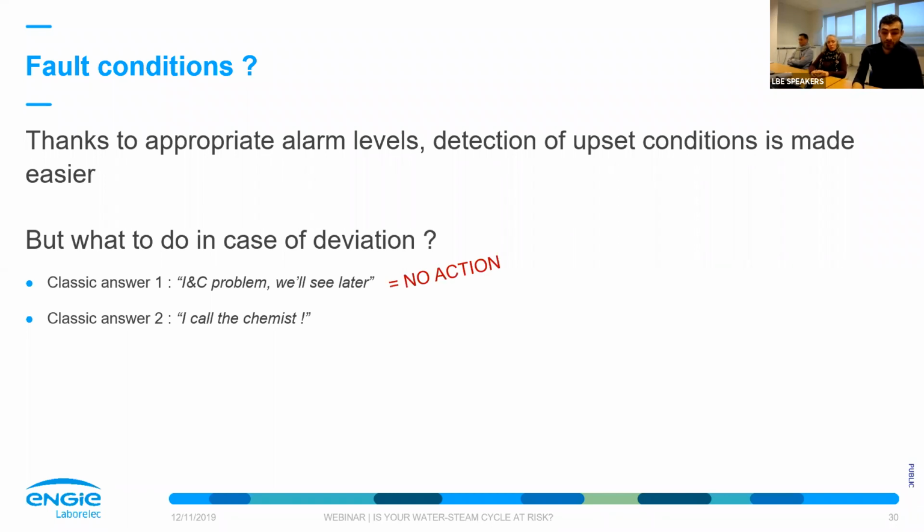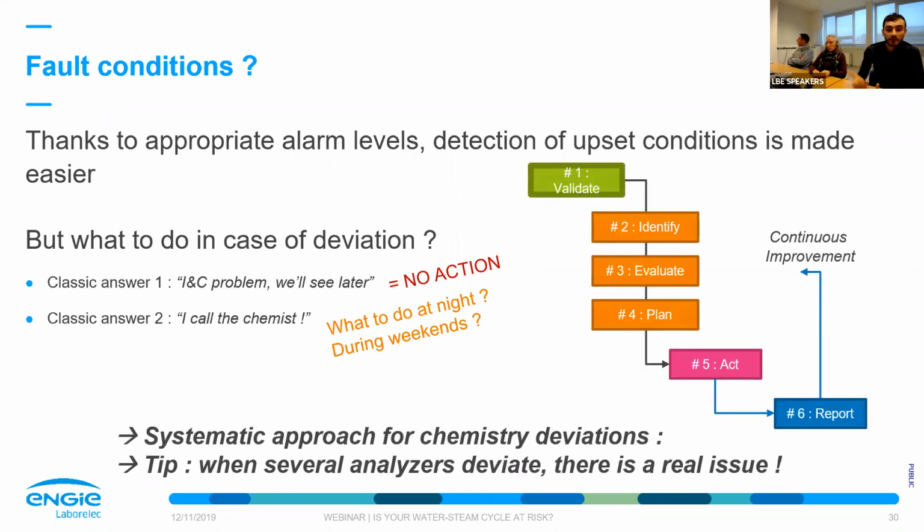The first answer is you are taking no action, which is not very good. The second action is okay during the day, it could be a good answer, but during the night or the weekend, then you may also take no action. So you need to have a systematic approach for the chemistry deviations. Typically, the first point is to validate the measurement. It's always the same thing. If the measurement is confirmed, then you have to identify the issue, evaluate the severity versus the alarm level I mentioned before, and then plan and act.